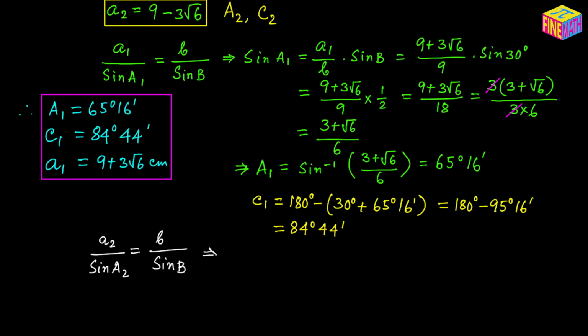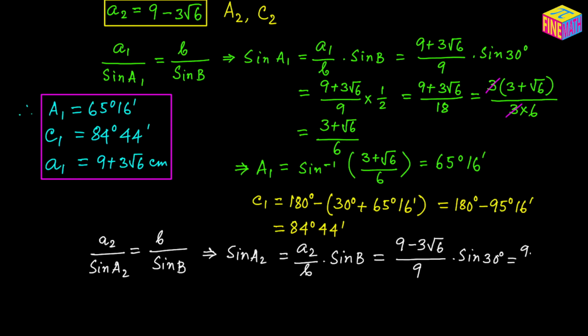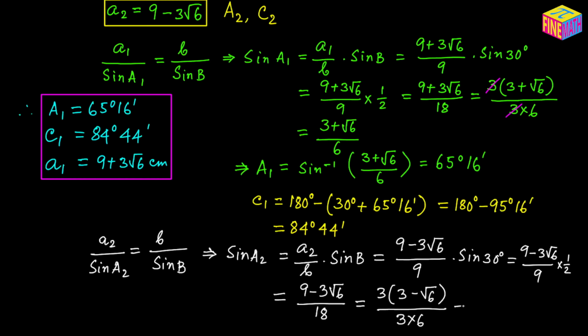And from here, sine of A sub 2 will be equal to A sub 2 over B times sine of B. And let's plug in the values here. A sub 2 is actually equal to 9 minus 3 times square root of 6 over B, which is actually 9 centimeter, times sine of 30 degree. And that will be equal to 9 minus 3 times square root of 6 over 9 times 1/2, and that will be equal to 9 minus 3 times square root of 6 over 18, and we can write it as 3 times 3 minus square root of 6 over 3 times 6, and from here these 3 and these 3 will cancel out each other, and we are going to be left with 3 minus square root of 6 over 6. So that is the value of sine of A sub 2.